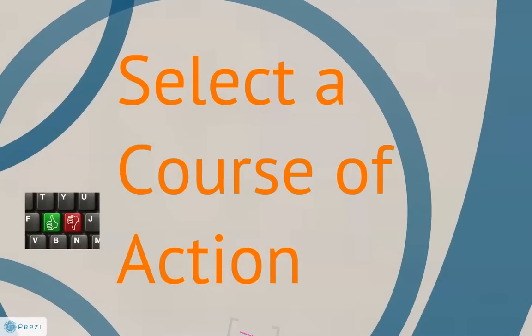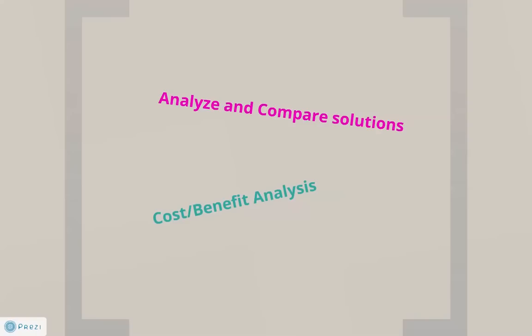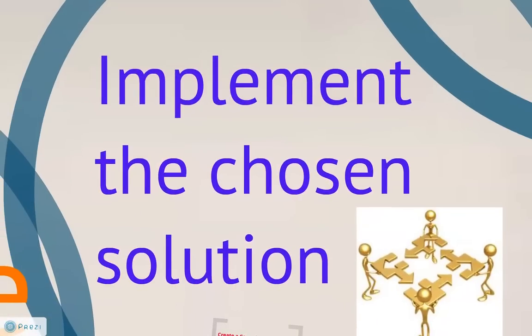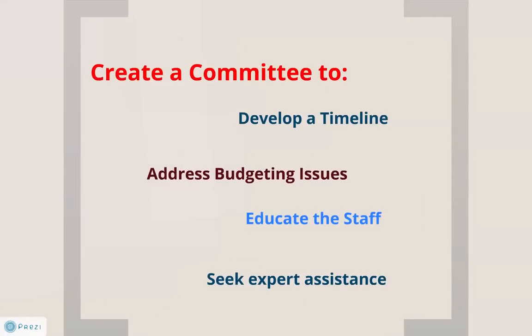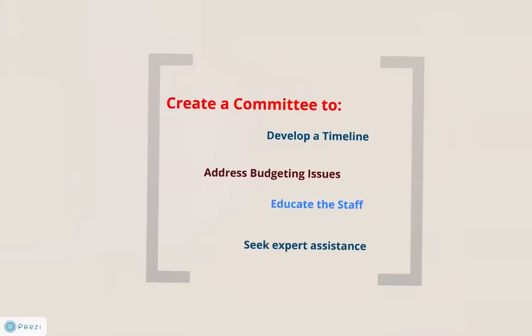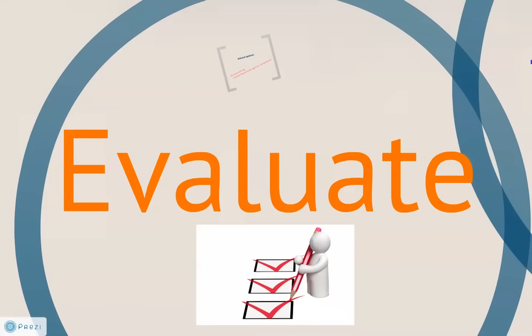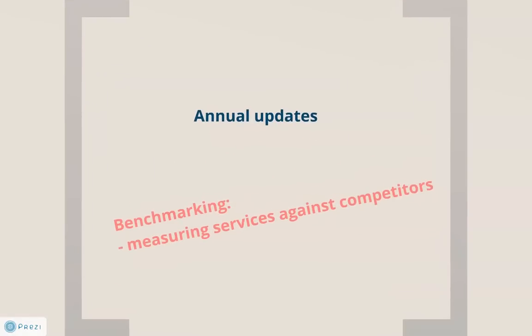Next, we select a course of action. We analyze and compare the solutions, and we create a cost and benefit analysis. Then we're ready to implement the chosen solution. We create a committee that develops a timeline, addresses budgeting issues, educates the staff, and seeks expert assistance when necessary. And then we can evaluate it. We do annual updates and benchmarking by measuring our services against competitors.